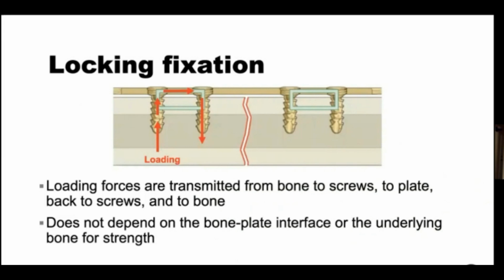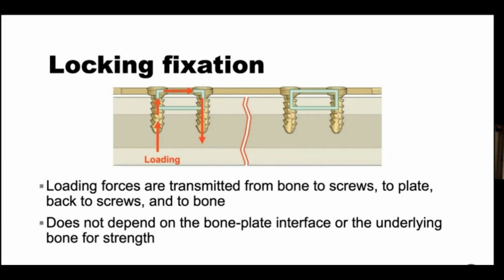And so the loading forces from the bone are transmitted from the bone to the screws, and then to the plate, and back to the screws into the bone. So it does not depend on the bone plate interface or on the strength of the underlying bone like it does with cortical screws or these other plate types that we talked about, because the strength of a locking plate is really given by the fixation of the actual screw head twisting and locking into the plate itself. So important to understand.